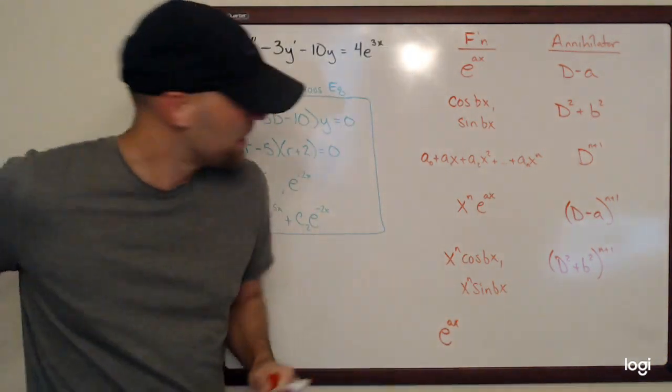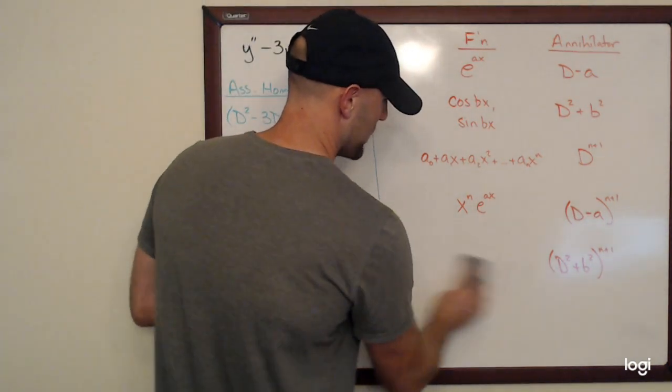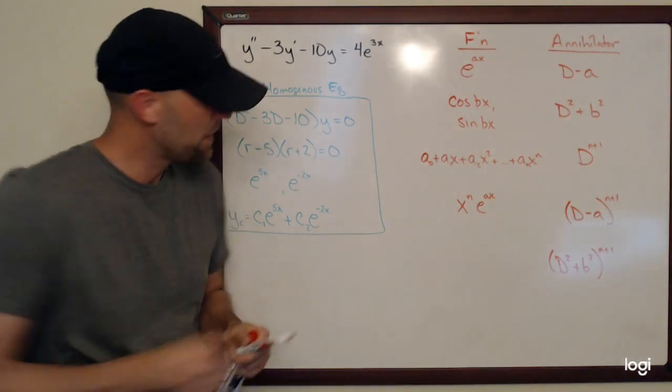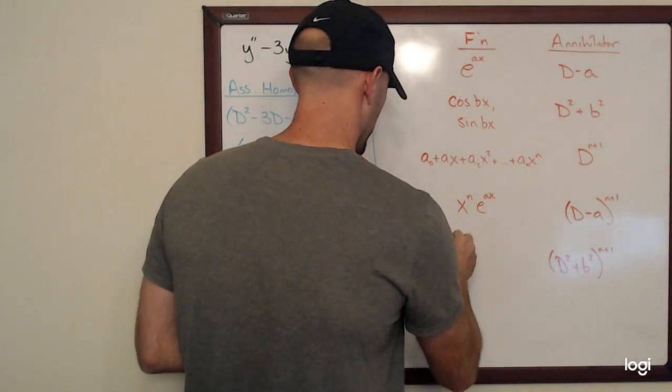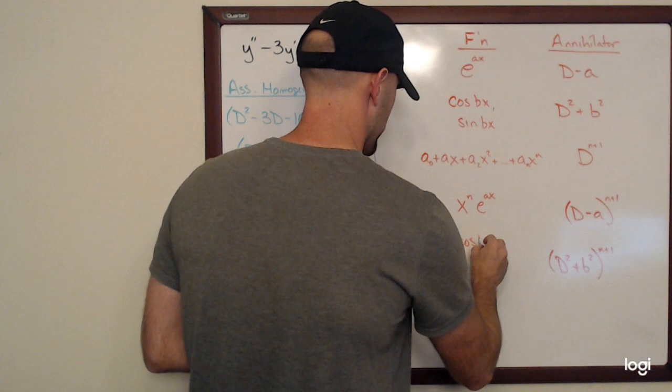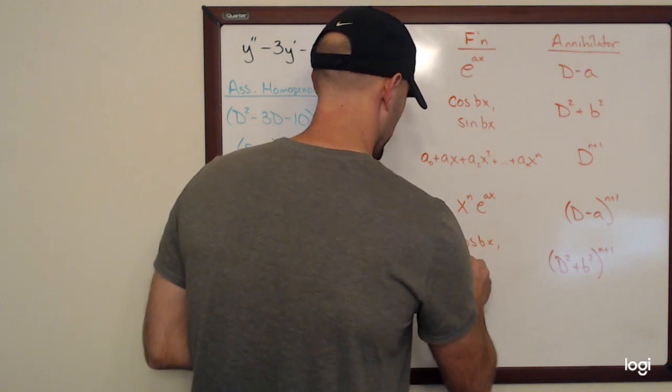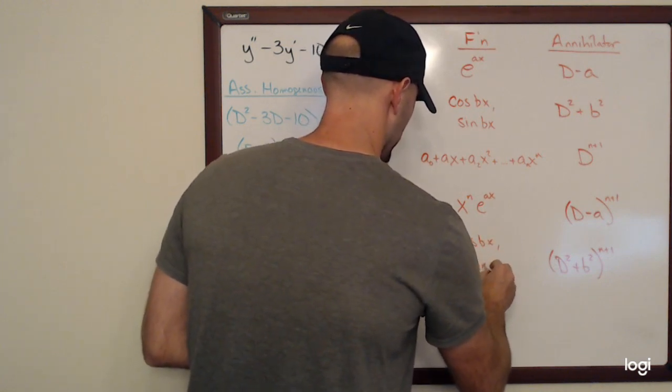Crap. Let me move this up. I'll move this one up, okay? So x^n cosine bx and x^n sine bx.